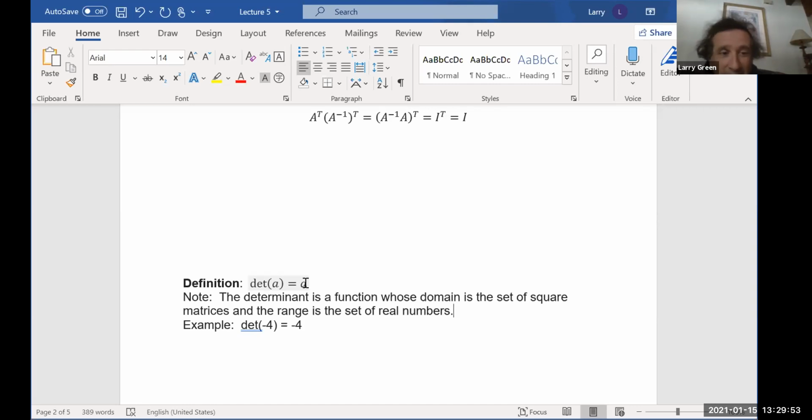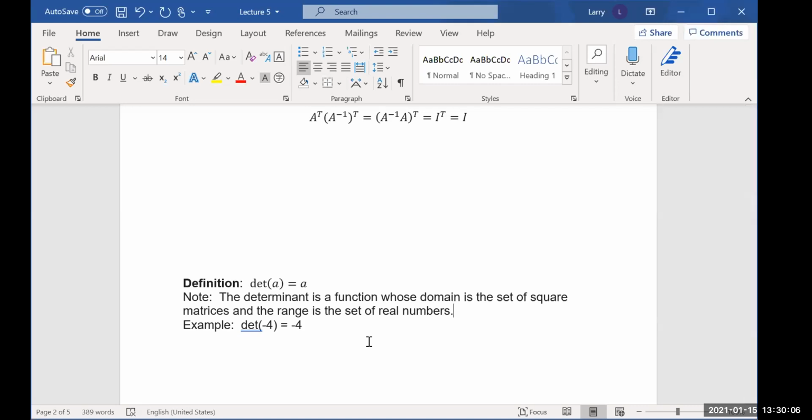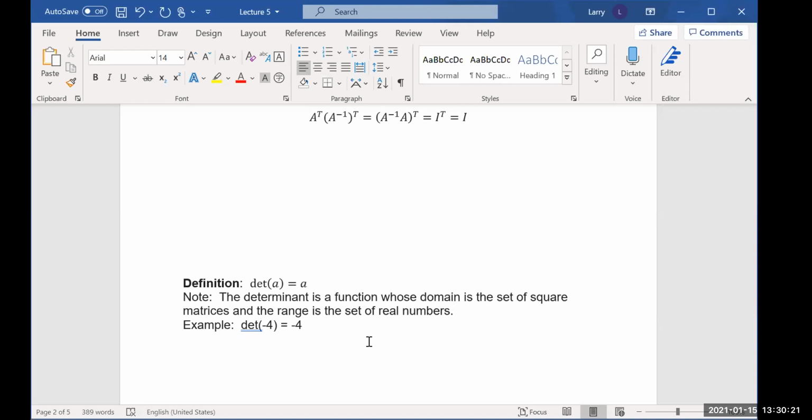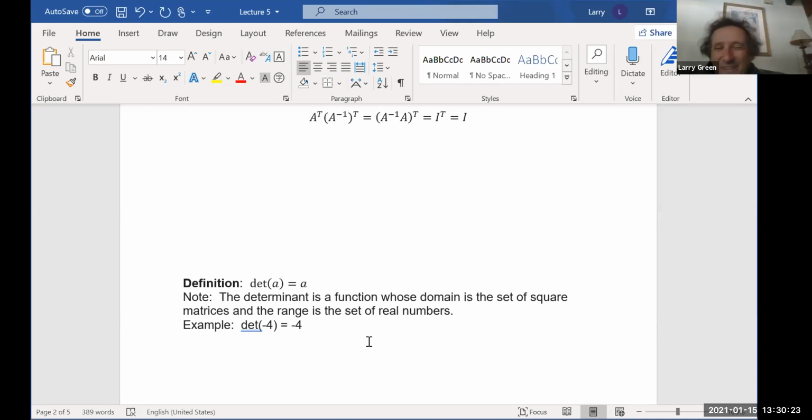So here's an example, just to show you how easy it is. The determinant of the 1-by-1 matrix whose entry is -4 is -4. Is that one of the easiest definitions you've ever seen in your life? Okay, which makes me think it's going to be expanded to be not as easy. Know that the 1-by-1 is not a problem.